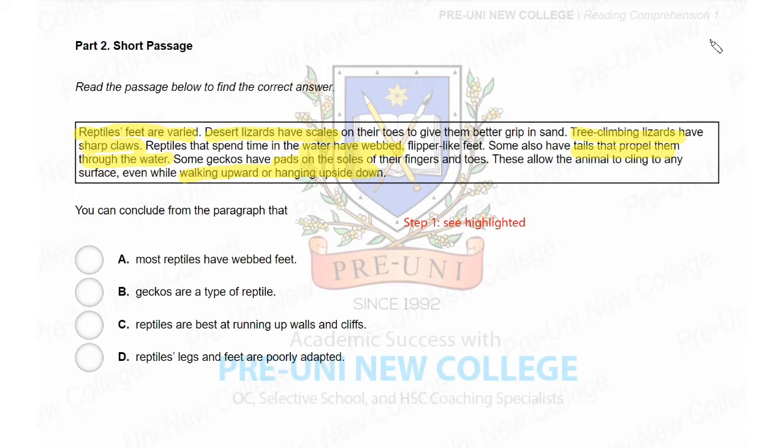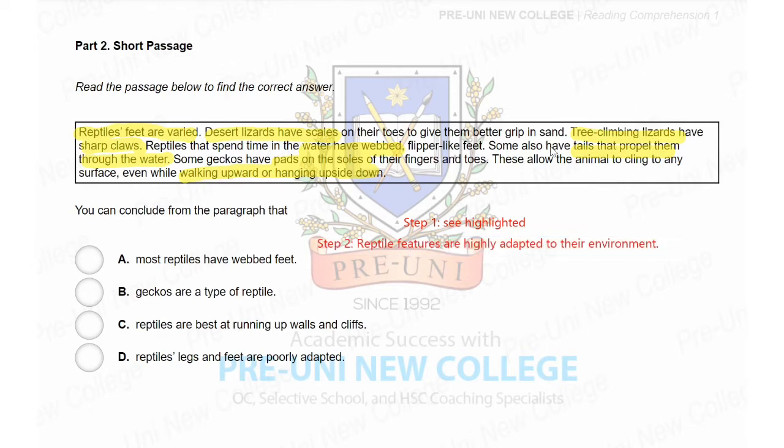Then step 2 was to figure out what the question isn't actually telling us, or what the author is trying to say based on what is being provided. We're told that reptiles' feet have features that allow them to survive better in their own environments, which is why there are so many different ways that a reptile's foot can look.